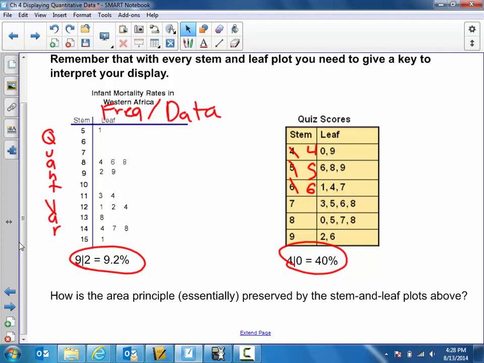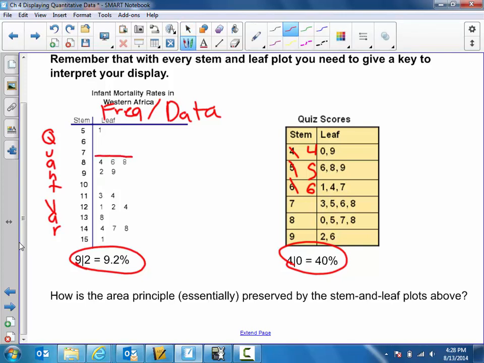Okay, how is the area principle preserved by the stem and leaf plots above? Well, as long as the stem and leaf plot is well made, and it is easy to make one that is not preserving the area principle. Again, part of the reason why it's a harder graph to make.